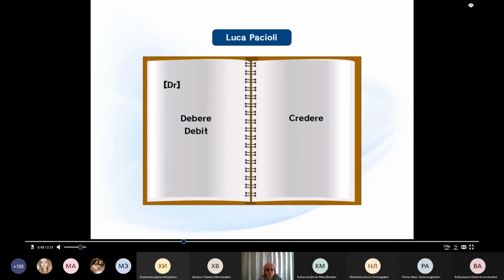The Latin word credere, meaning belief or trust, was used to refer to the right side where the payments owed by the business on good faith were recorded. This was abbreviated as CR and was translated into the word credit.